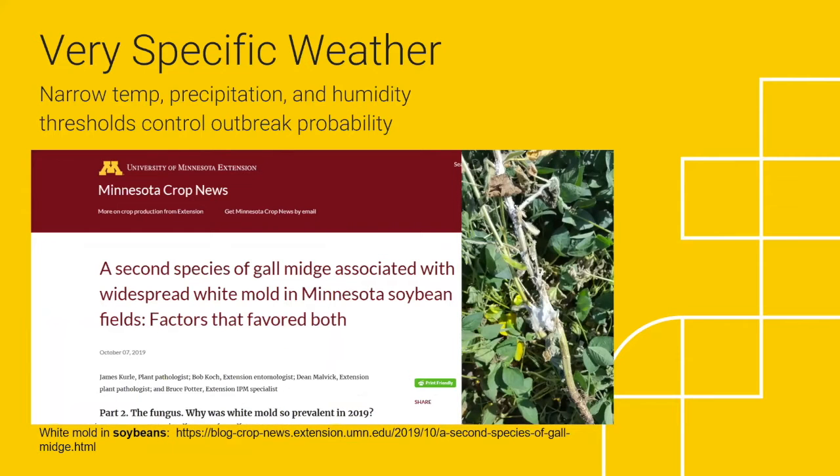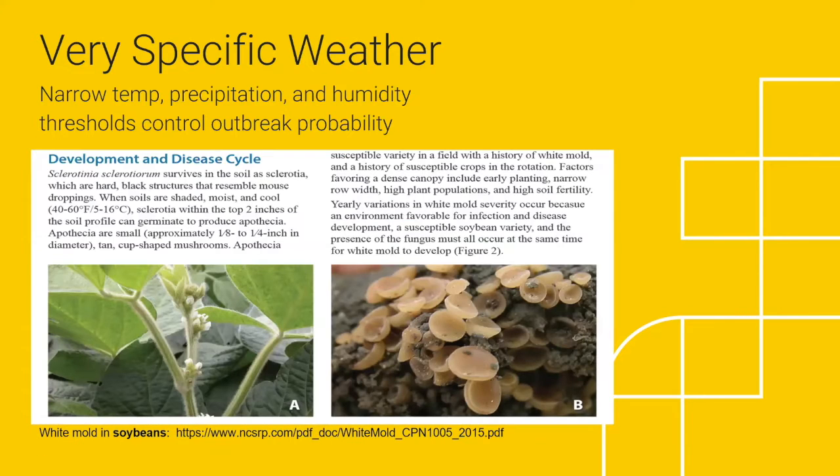If you're looking at soybeans, white mold is a serious disease for the Northern Corn Belt. Similar to what we're seeing in Cercospora, very specific weather conditions trigger severe white mold outbreaks. Typically in this case, we're looking at cooler temperatures, 40 to 60 degrees Fahrenheit, moisture as well, and shade. So again, very specific criteria in terms of your local environmental conditions dictate whether or not you're going to see a severe outbreak of white mold.